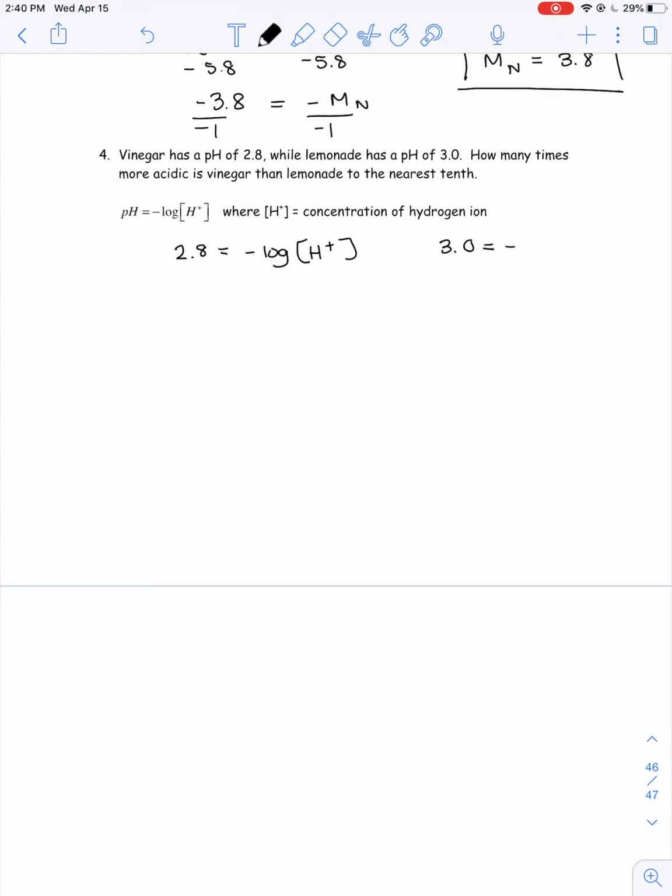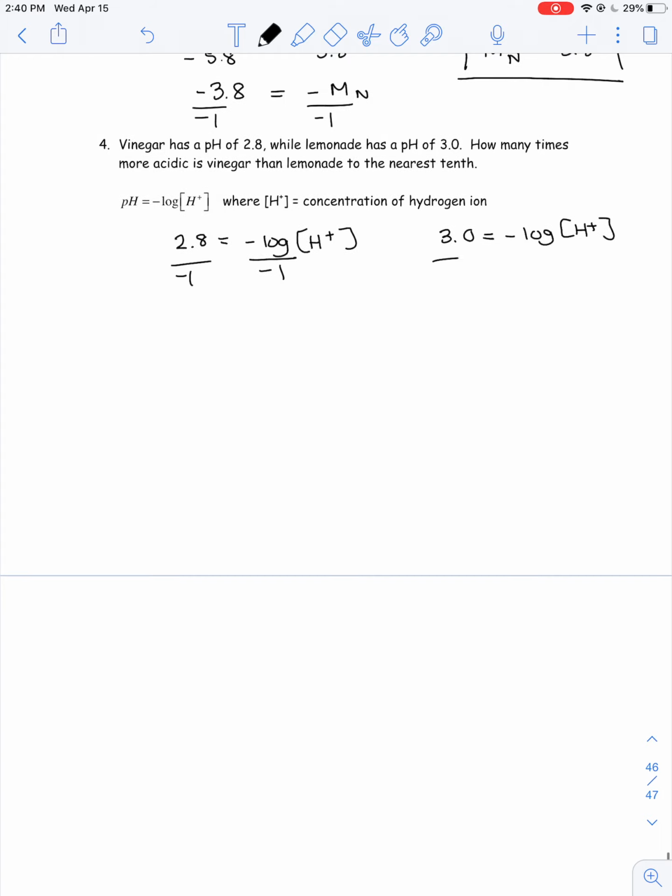The other one, we're going to go 3.0 equals negative log of H plus. We're going to get the negative to the other side by dividing both sides by negative 1. So negative 2.8 equals positive log of H plus. Here, negative 3.0 equals positive log of H plus. And then we're going to change it to exponential form by going 10 to the power of your answer, which is negative 2.8, and that's equal to your H plus concentration.